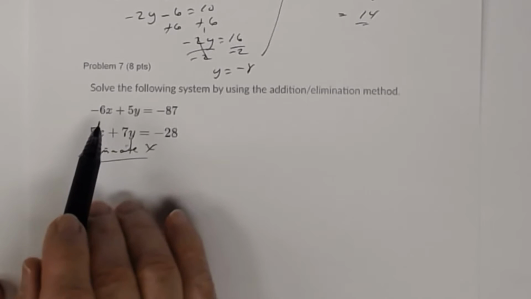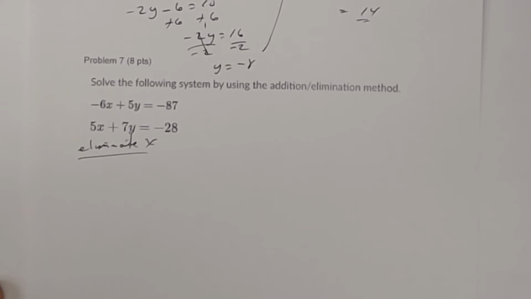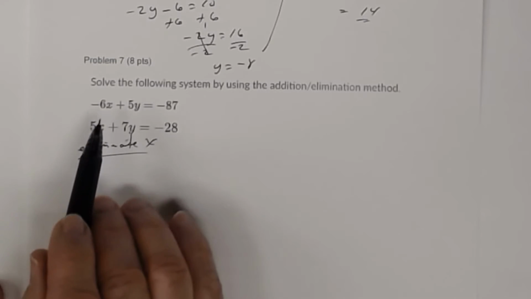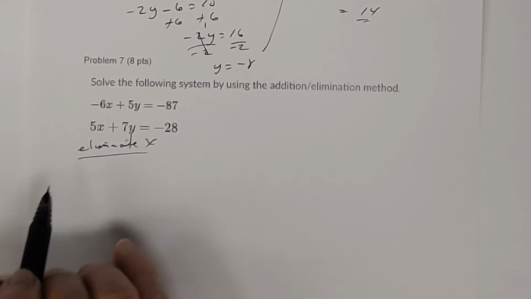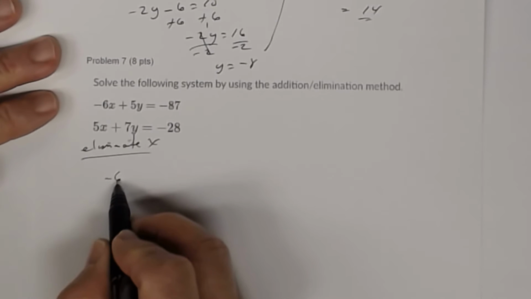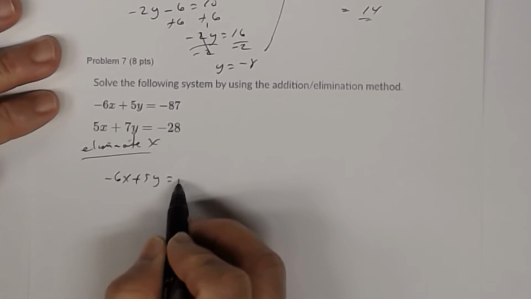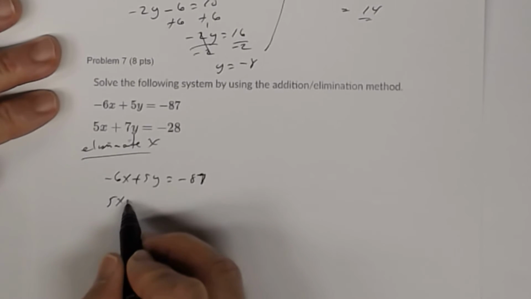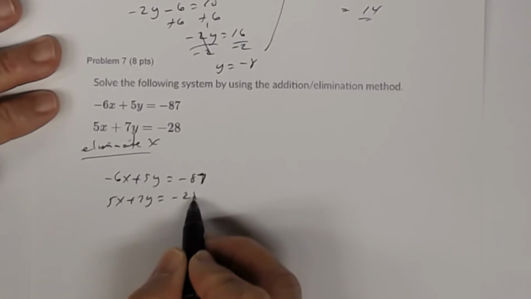And so all I have to do now is just get these coefficients to be opposites. So the least common multiple of 6 and 5 is 30, right? So let me go ahead and rewrite this over. Just rewriting the equation over. That's negative 87, and then 5x plus 7y equal negative 28.